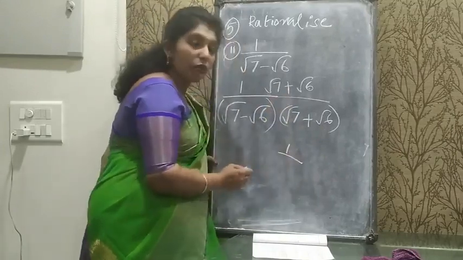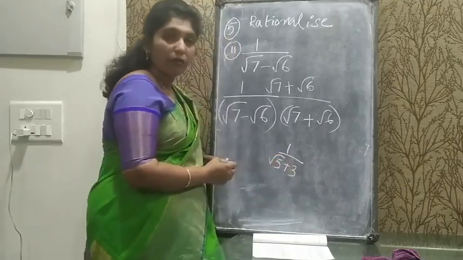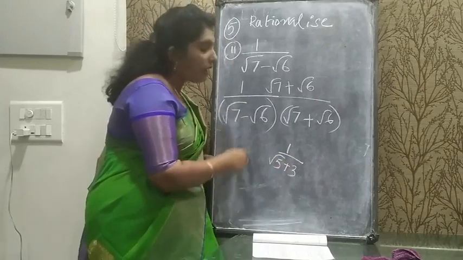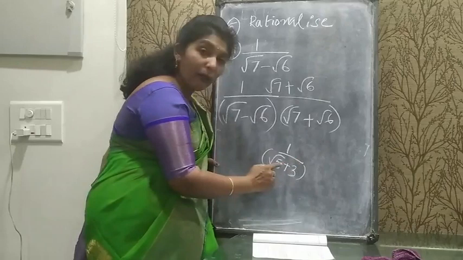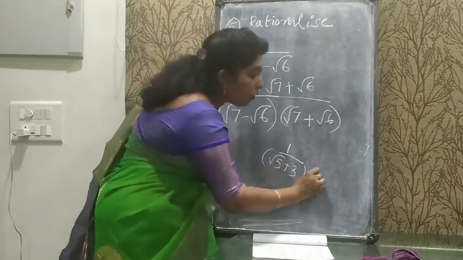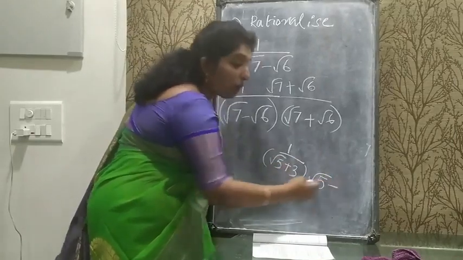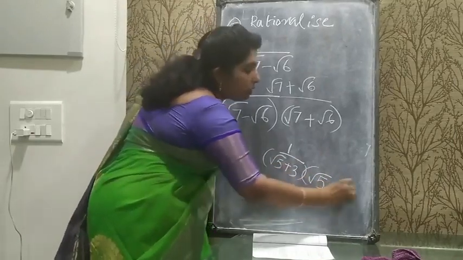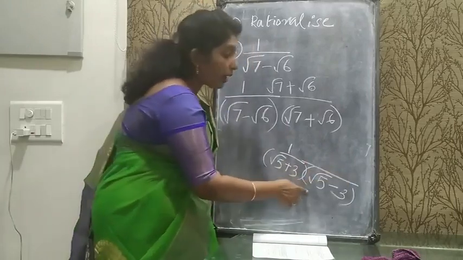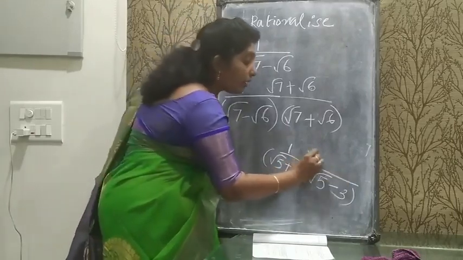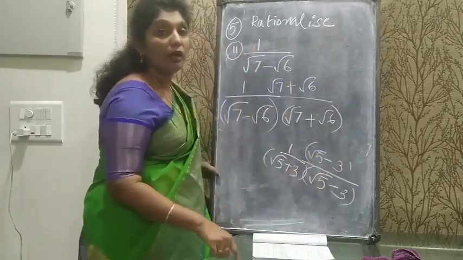If the number is 1 by root 5 plus 3, for example, if this is a question, then with which number will you multiply both the numerator and denominator? Here root 5 plus 3 is there. So you will be multiplying with root 5. Instead of plus, you have to take minus. Root 5 minus 3, you have to multiply with numerator and denominator.